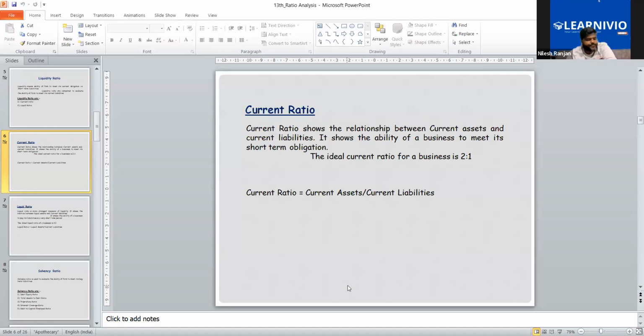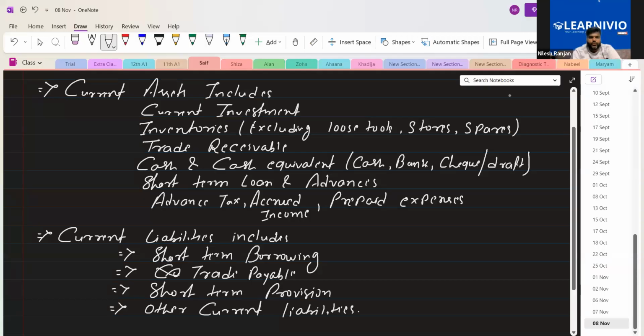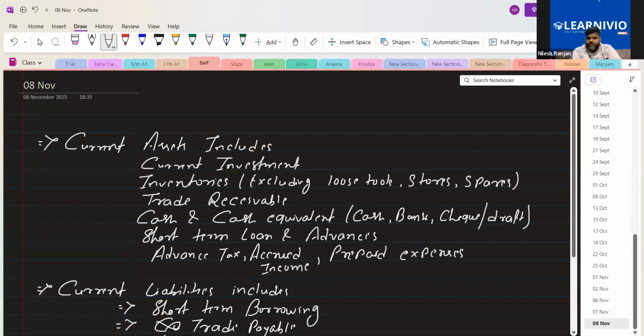Current liabilities. So current liabilities are short-term borrowings, short-term provisions, trade payables, other current liabilities. Yes. So you can see here that current assets includes current investment, inventories, trade receivable, cash and cash equivalent, short-term loans and advances, and other current assets.